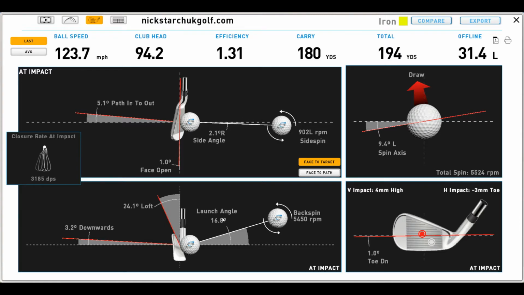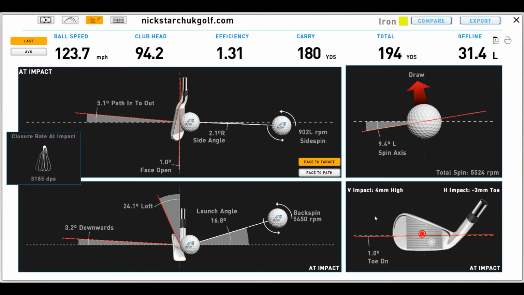So, like I said, this system here, Foresight Sports with their new GC Quad, has the ability to measure where the toe is and where the heel is within the swing. Now, lots of players and lots of coaches have used Dr. Scholl's spray to figure out where the ball hits the face, and that's a little more related to strike point.